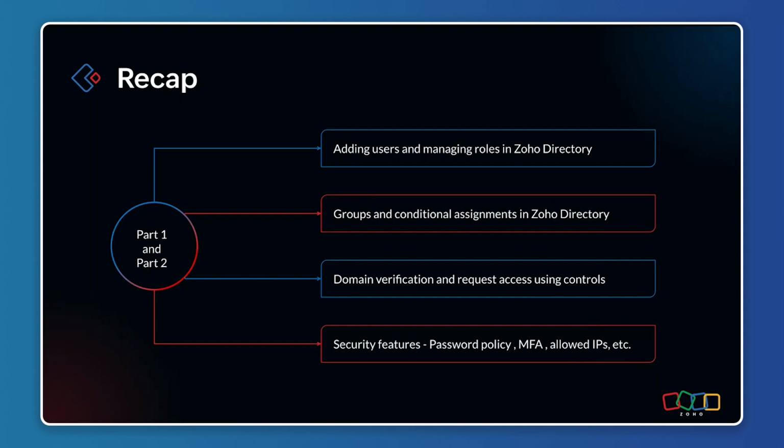In part 2 of the series, we learned about how you can add and verify a domain in Zoho Directory, and also how you can allow users to request access for an application. We also learned about the security features in Zoho Directory, such as how you can configure a password policy, how you can enable or disable multi-factor authentication, and how you can allow or restrict IP addresses based on your users. All these security features were covered in part 2.